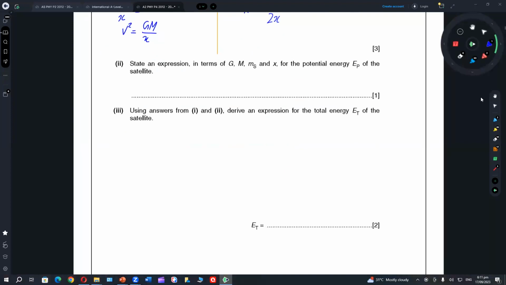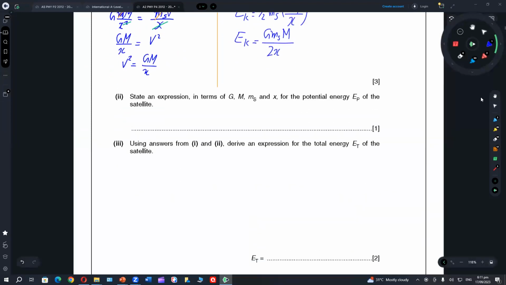State an expression in terms of G, M, Ms, and X for the potential energy. Now, how can I write down potential energy directly? Does anyone remember any relation between kinetic and potential in gravitational field? The symbol is U. This is coming from the memory. Kinetic is equal to half.